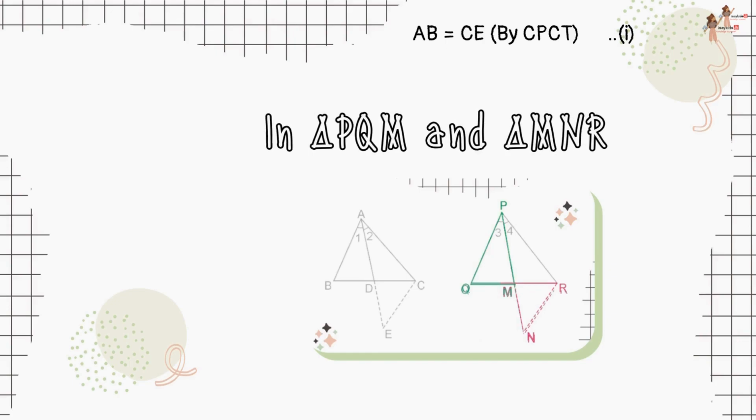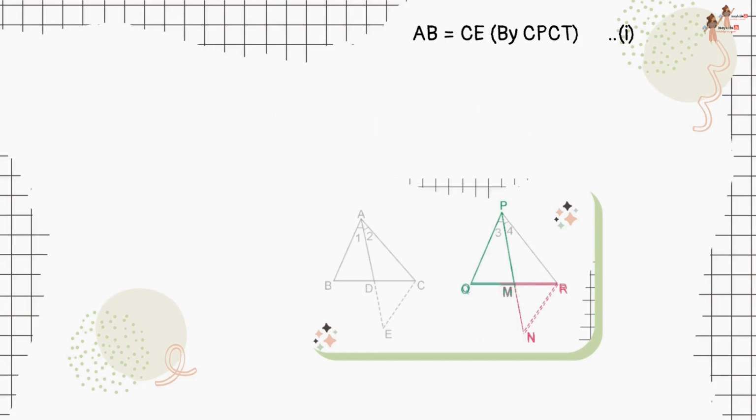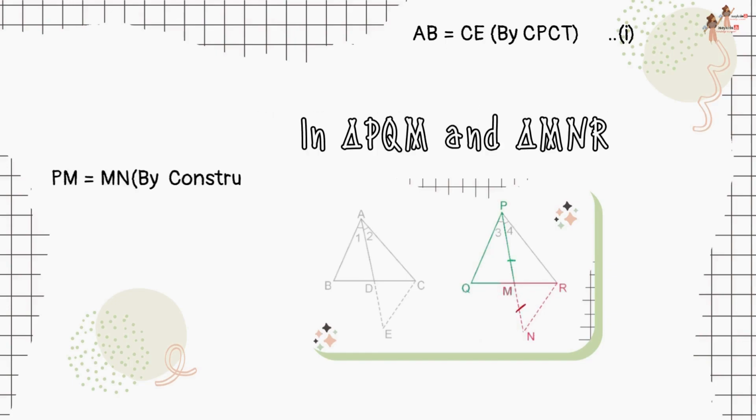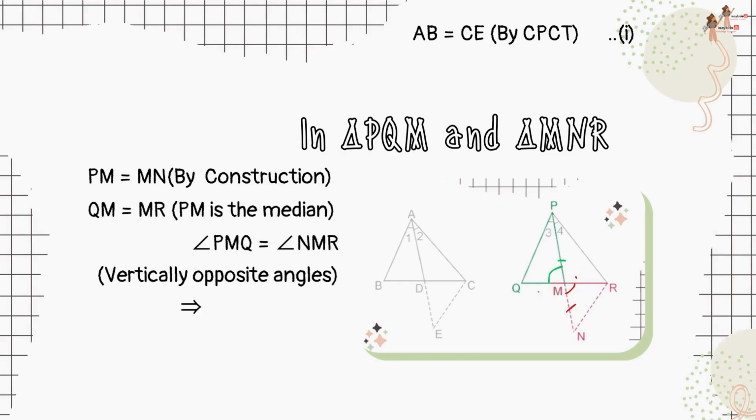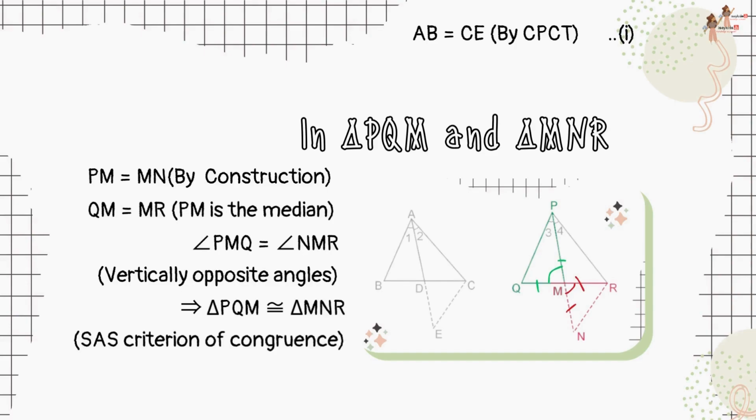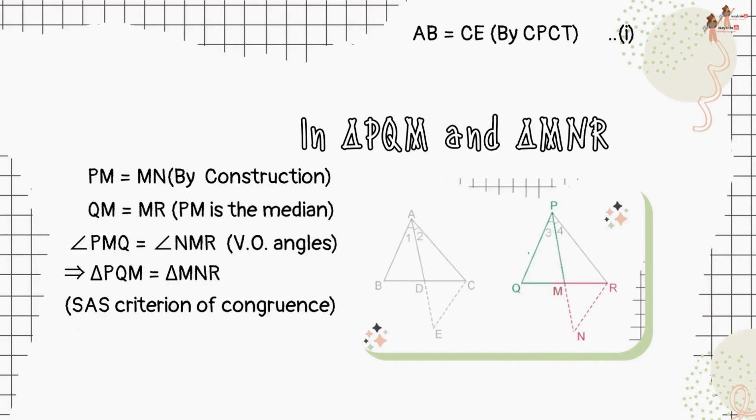Also, in triangle PQM and triangle MNR, PM is equal to MN by construction, QM equal to MR since PM is the median, and angle PMQ equal to angle NMR because these are vertically opposite angles. Therefore, triangle PQM is congruent to triangle MNR. Therefore, PQ is equal to RN via CPCT.